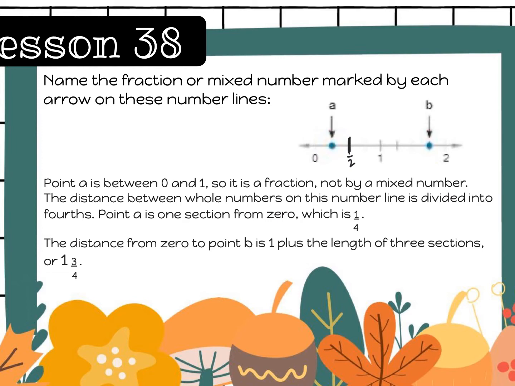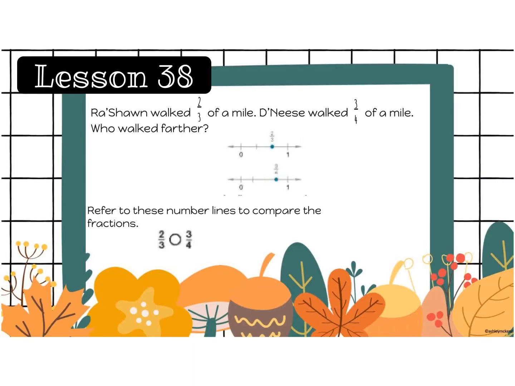Then it says the distance from 0 to point B is 1 plus the length of 3 sections. So here is 1/2. What would the line be right after 1 whole? 1 and 1/4, then 1 and 1/2. So B is 1 and 3/4. Very good.